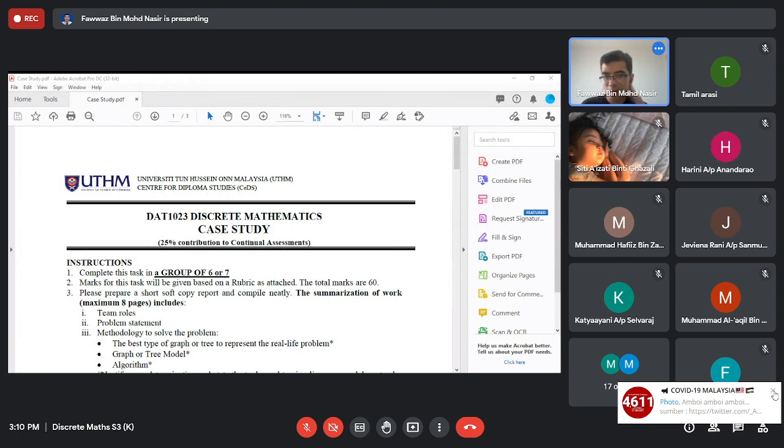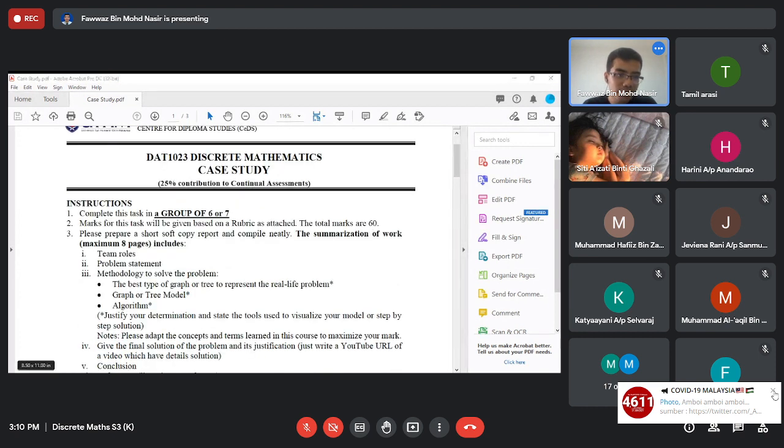Okay, so basically untuk case study ni, you must complete this task in groups of 6 or 7. So kalau korang tengok kat author tu basically ada 4 groups, jadi korang just masukkan nama korang into any groups yang korang nak masuk, okay, yang korang suka. So basically dia punya total mark for the case study is 60 marks, okay.